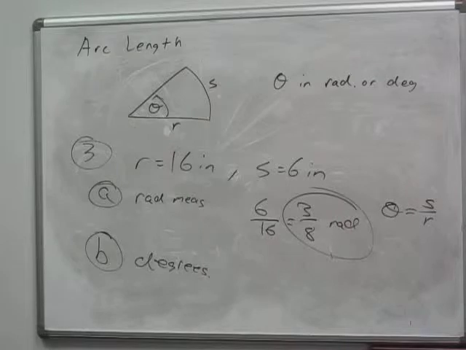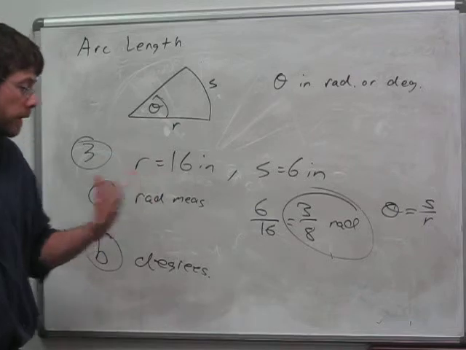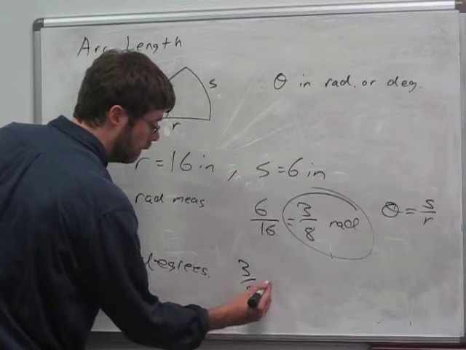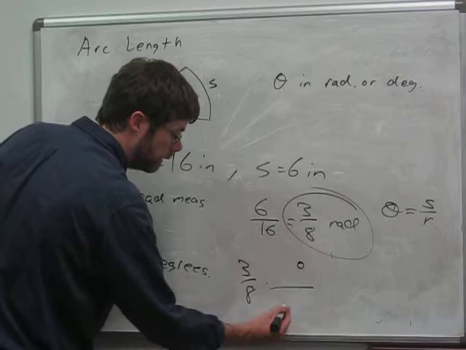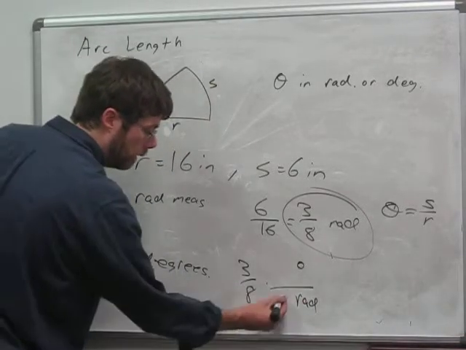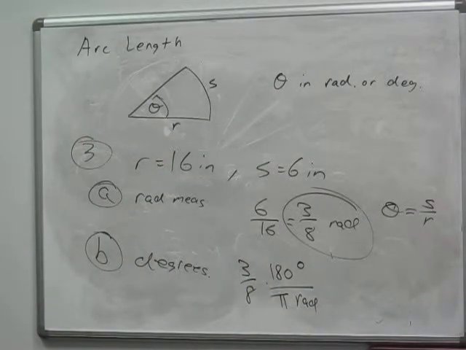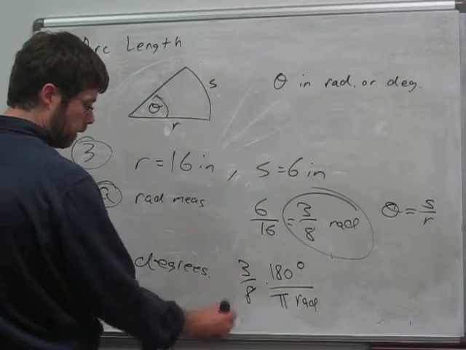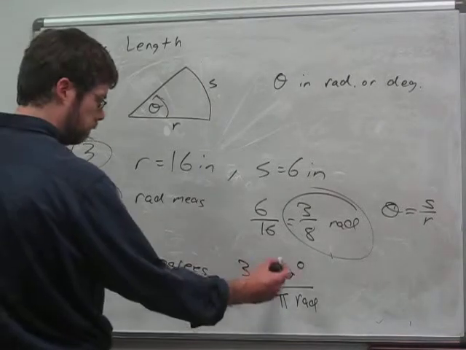Well, one angle of attack that we can take is to figure out our measure in radians and then convert it to degrees. We've already figured out the radians. To convert to degrees, I want degrees on top, radians on the bottom: 180 degrees per pi radians. So we're multiplying fractions again. Let's see here.